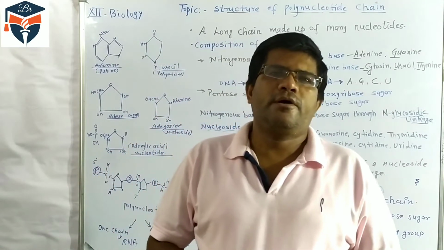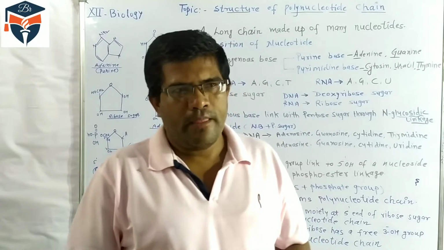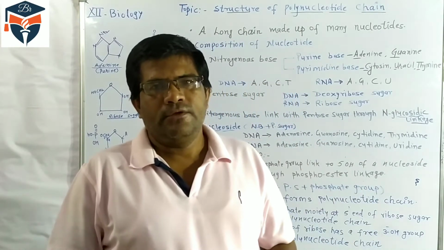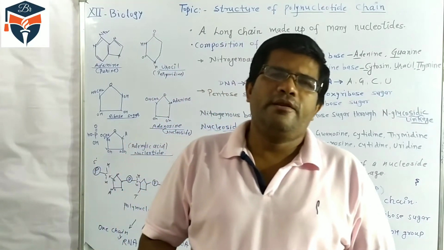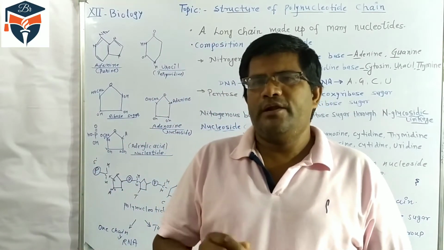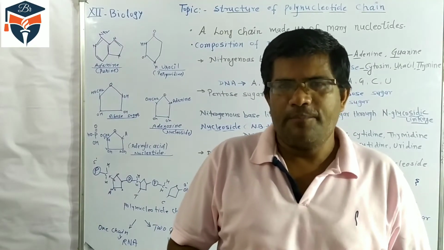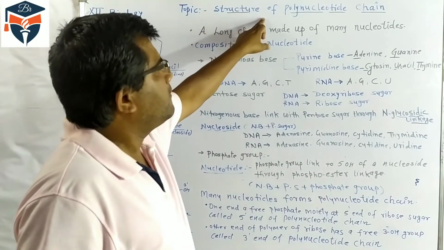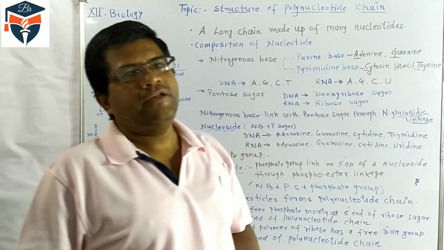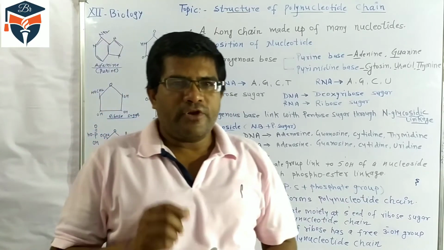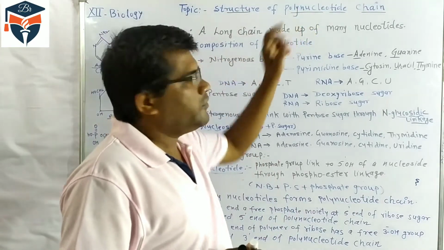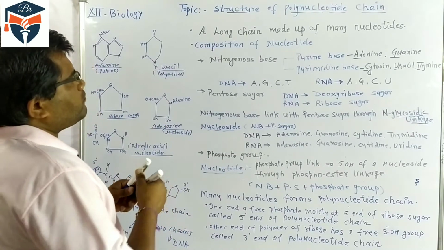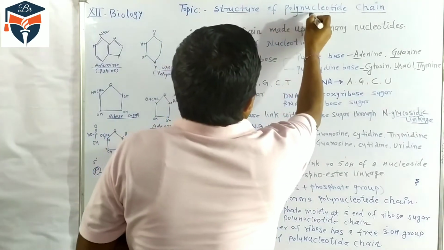We are discussing class 12th chapter Molecular Basis of Inheritance. Now we are discussing the first topic, and its topic is structure of polynucleotide chain. Students, first we should remember what do you mean by polynucleotide?